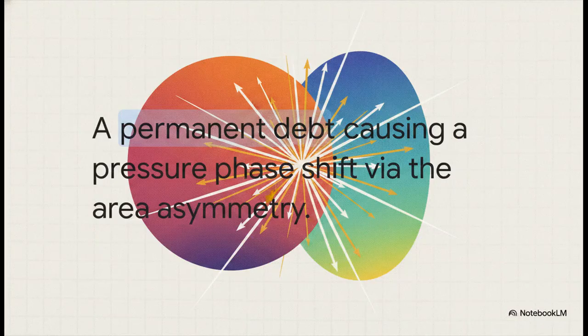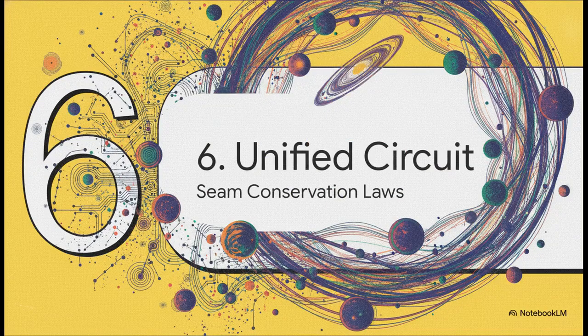And what about dark energy? Well, because those spherical and hyperbolic domains we talked about have a slight asymmetry in their area, the universe itself carries a topological debt. Calculated via the Atiyah-Singer index theorem, the mathematical pressure required to constantly service this permanent geometric debt causes a time-variant phase shift. This constant, relentless expansion pressure, that is exactly what we experience as dark energy. Which brings us to our final section, Part 6, the Unified Kinetic Circuit and Seam Conservation Laws.